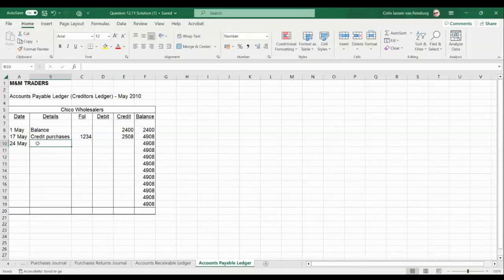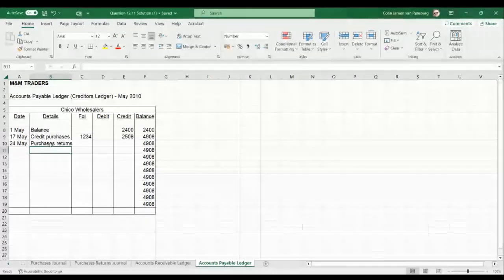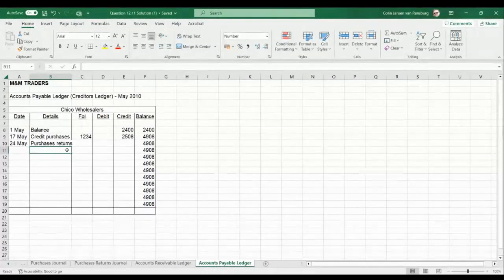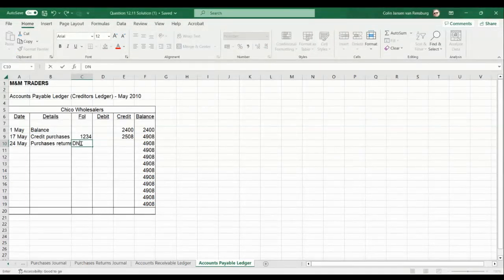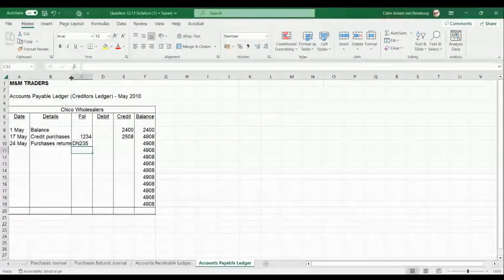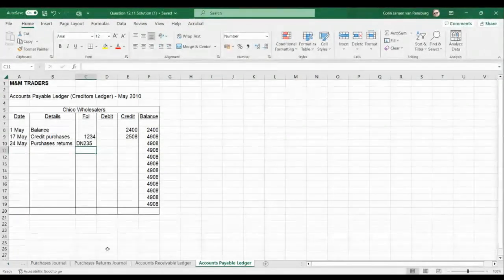Right, and this is purchases returns, or you can say goods returned if you want. Goods returned will also work, because remember, this is not part of your general ledger accounts. This is just a description, and we would have issued them with a debit note. They would have issued us with a credit note. So let's say this is debit note number 235 or something. Now I forget the amount, 570, right?